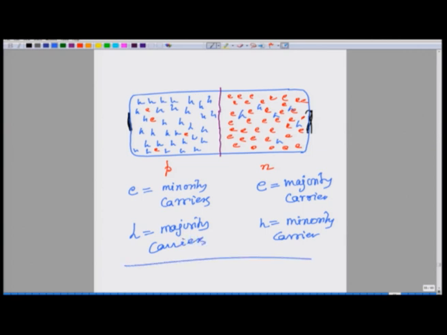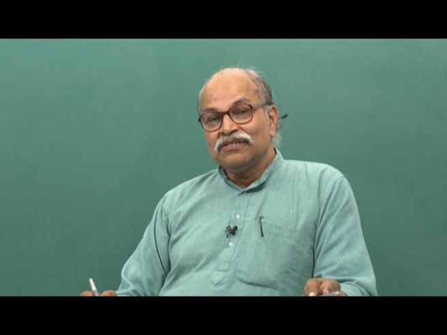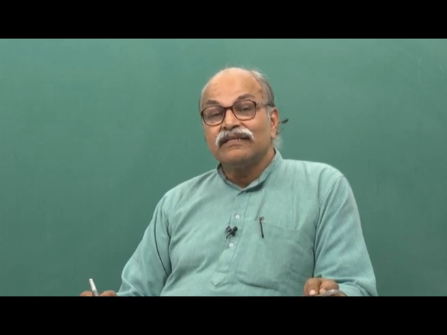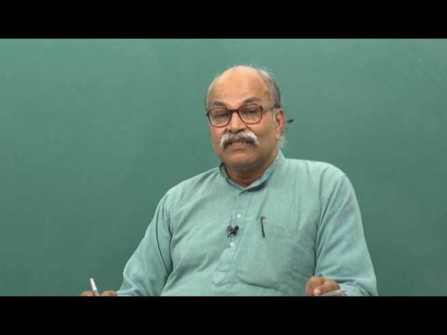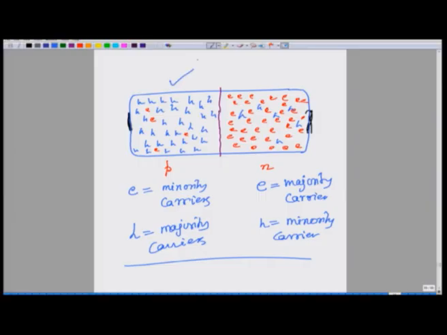But this is an absolutely unstable situation. Why? Because you have a large concentration gradient. The concentration of holes on this side is very large, and all of a sudden, if this is the picture, the concentration of holes falls drastically. Similarly, on this side, electron concentration is very high, and when you look across the junction, on the other side electron concentration is very, very low, and you know this is not an equilibrium situation.